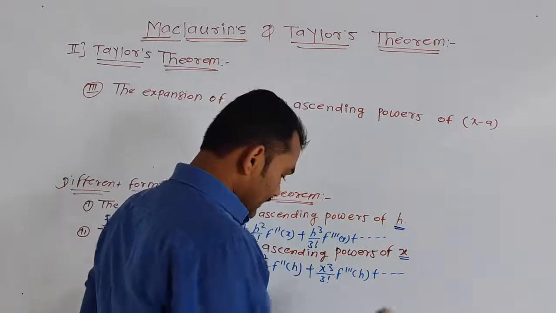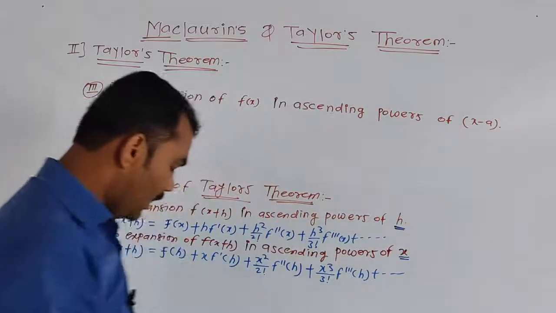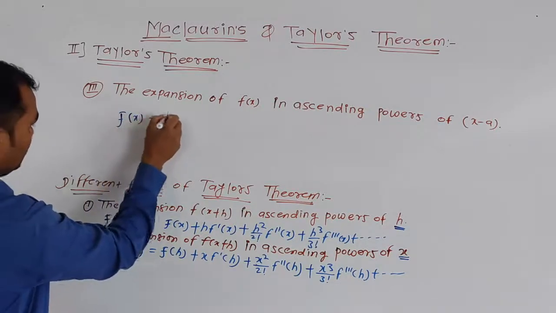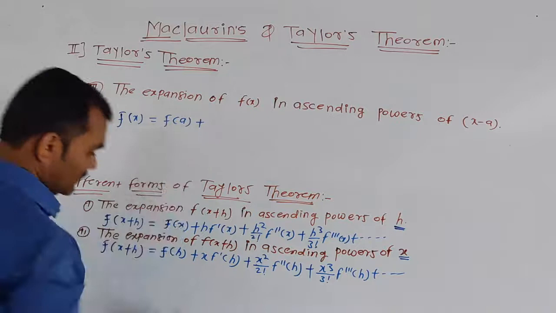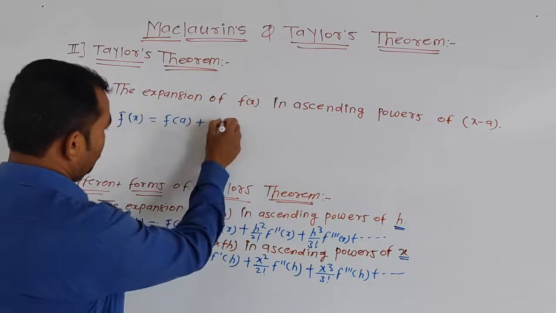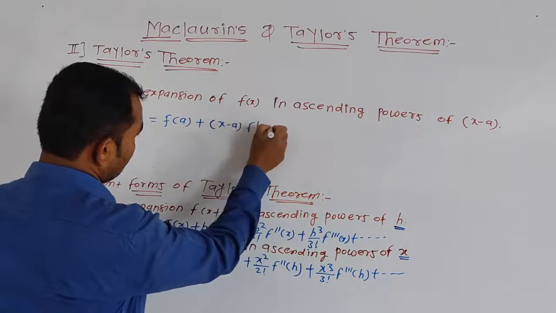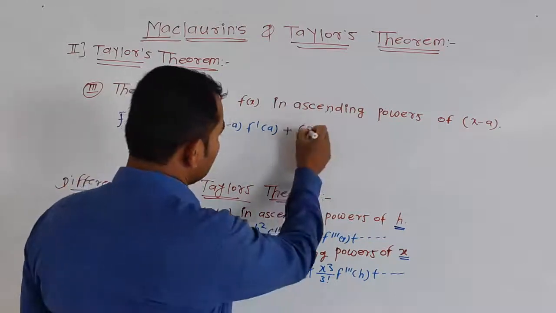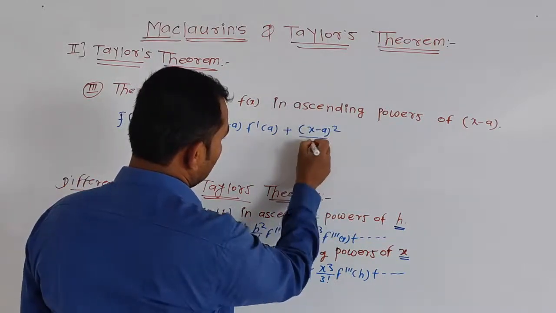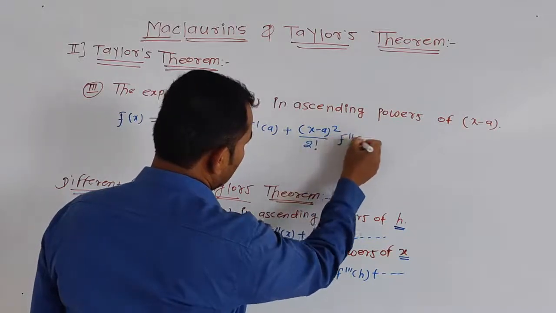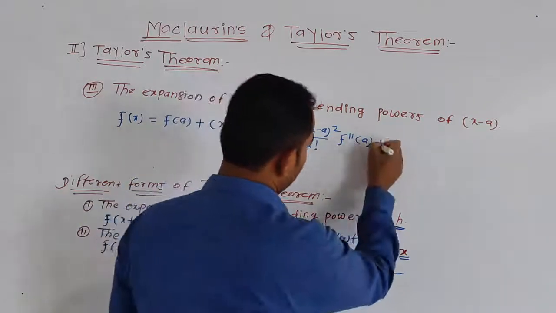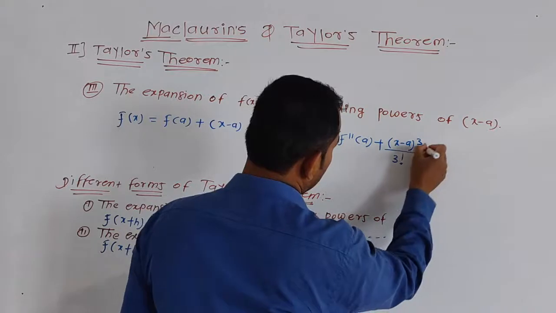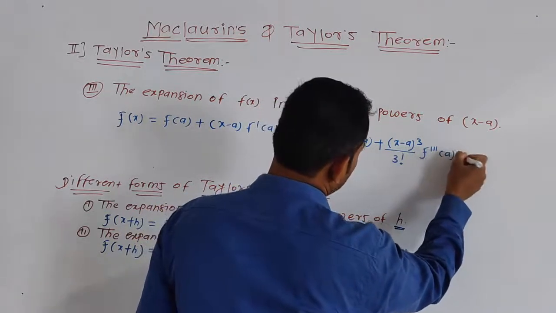Now f of x is equal to f of a plus (x minus a) into f dash of a plus (x minus a) whole square divided by 2 factorial into f double dash of a plus (x minus a) whole cube divided by 3 factorial f triple dash of a plus and so on.